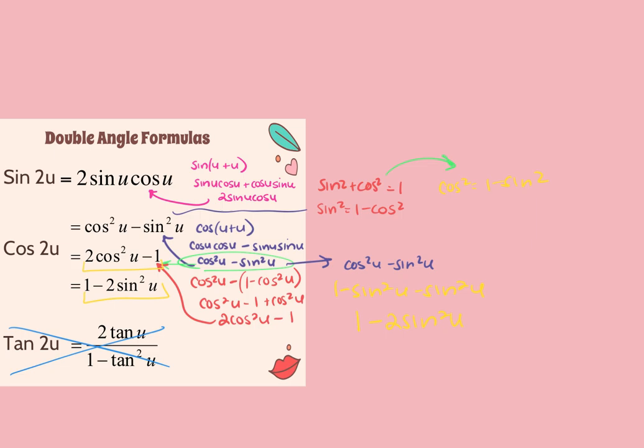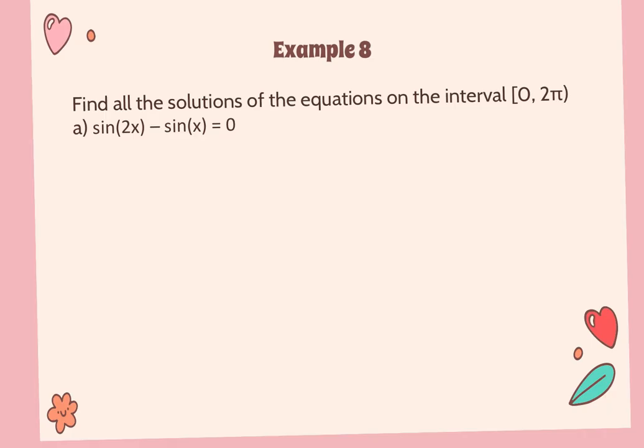Good? Okay, so now here's how we can apply it. You don't need to know tan of 2u, and you don't need to know sum and difference of tan. All right, so example 8 says find all the solutions of the equation on the interval of 0 to 2 pi. So these will be built into your solving equations ones.